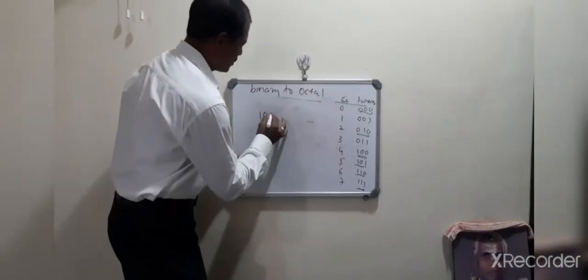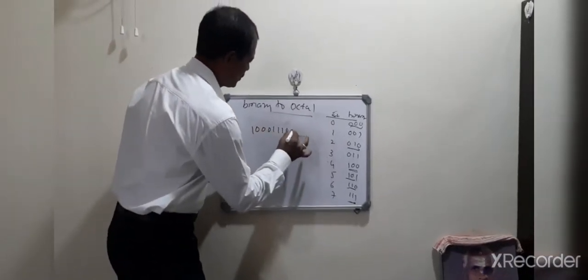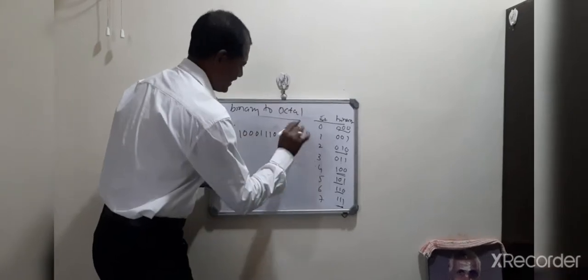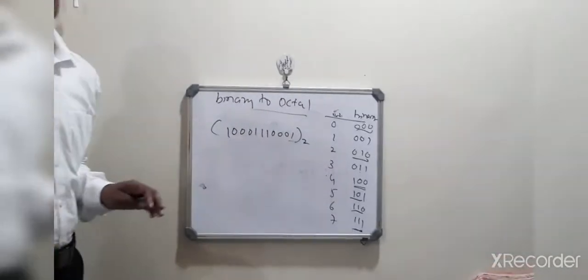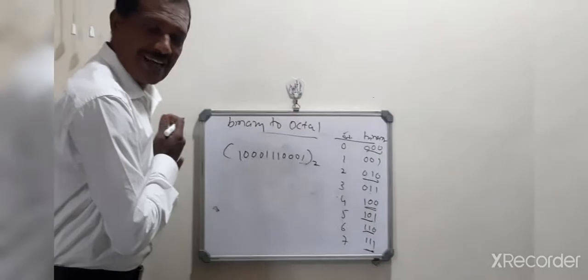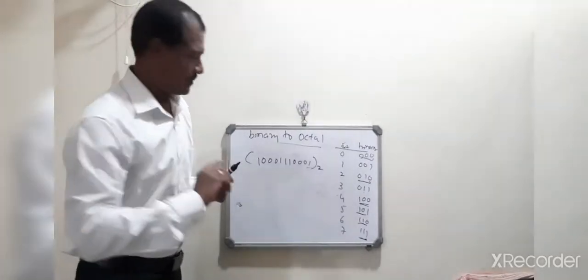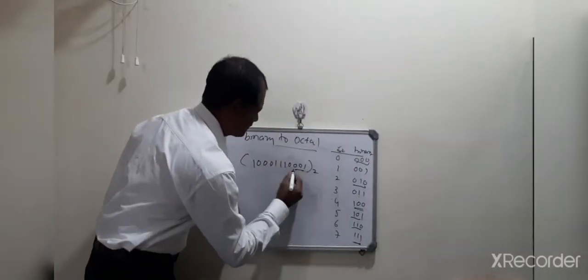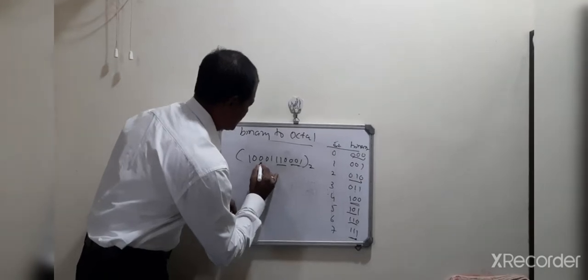Take for example 10011100001. Take any number of bits. This is one binary number. Take from right to left and make groups of 3 bits. So this is the first group, second group, third group.